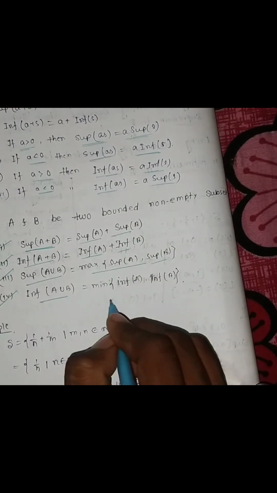And also the second result: A and B are two bounded non-empty subsets. Then the supremum of A plus B we can write as the supremum of A plus the supremum of B. The infimum of A plus B we can write as the infimum of A plus the infimum of B. The supremum of A union B we can write as the maximum of the supremum of A comma the supremum of B, and the infimum of A union B we can write as the minimum of the infimum of A comma the infimum of B.